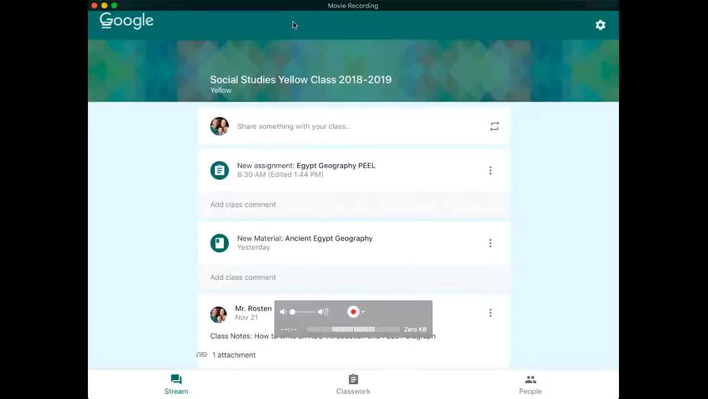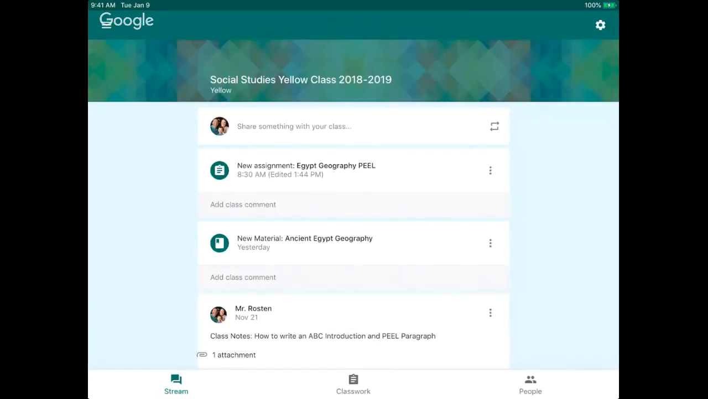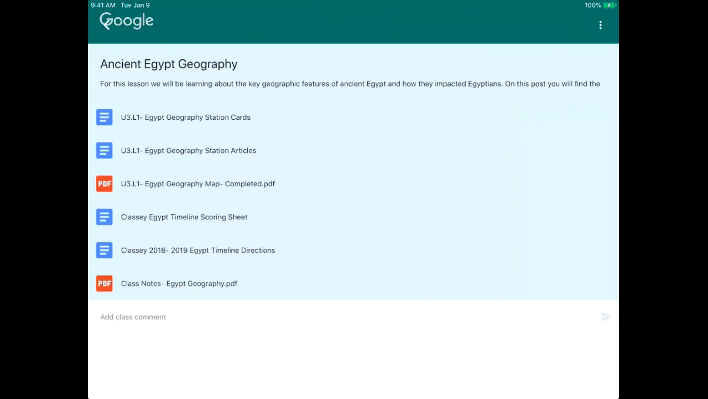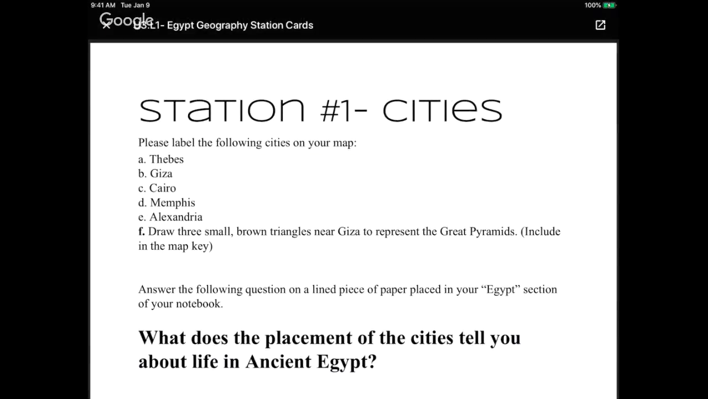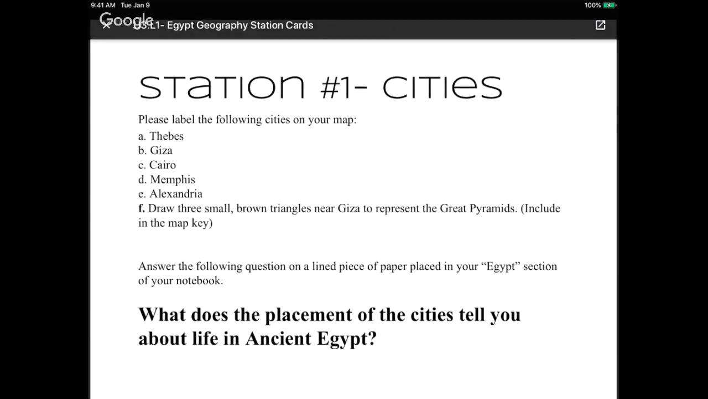So the first thing we did in class was we learned about the geography of ancient Egypt. So I gave you a blank map of Egypt, and at the first station, you learned about the cities of ancient Egypt. You marked them down on your map. You read a quick article on them, which was about 2 or 3 paragraphs, and then you answered this big question: what does the placement of cities tell you about life in ancient Egypt?